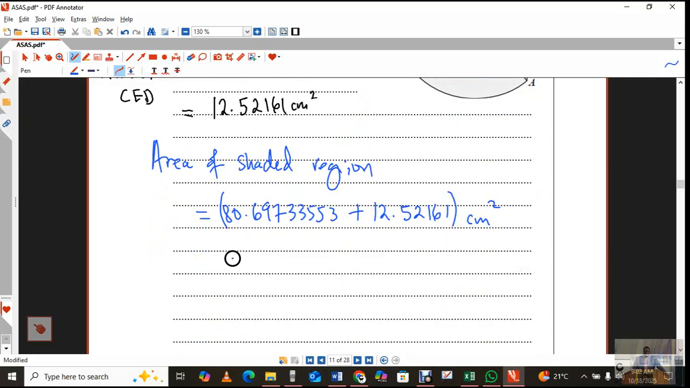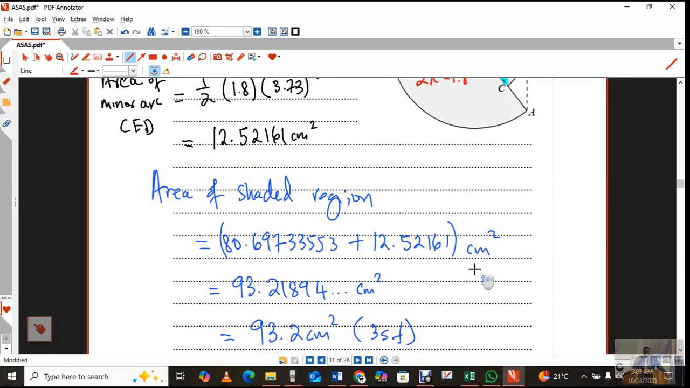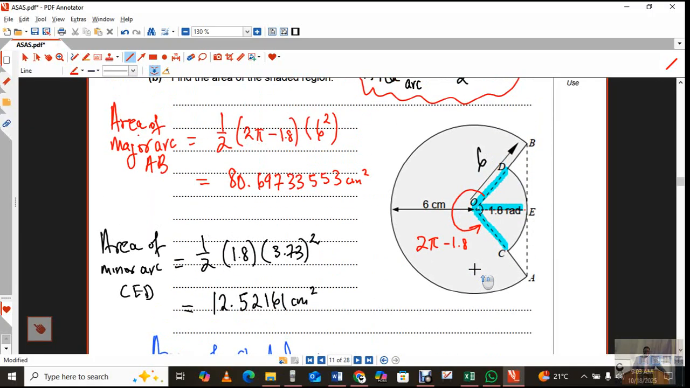Now you can obviously grab your calculator, but I've worked it out. So this is 93.2189 and so on centimeters square. And then we're going to give our answers to three significant figures, which is 93.2 square centimeters correct to 3SF, which is what we're going to follow if they did not specifically tell us in the question what degree of accuracy we need to use.